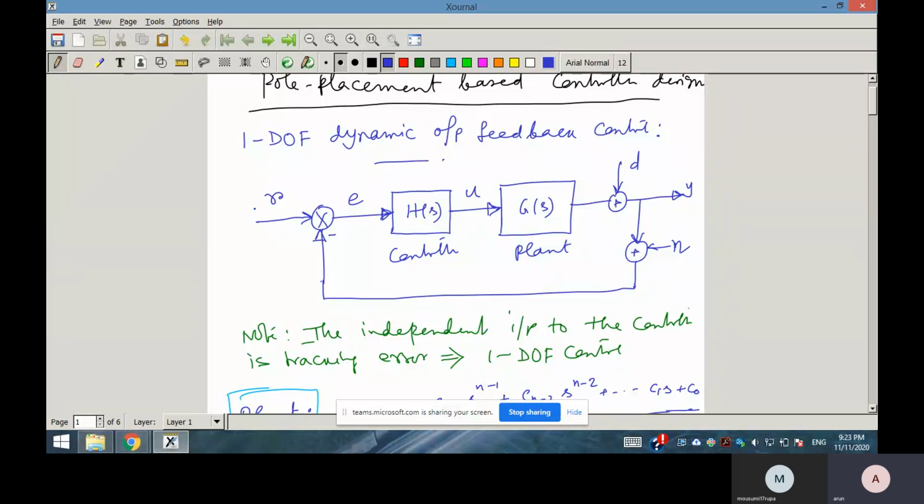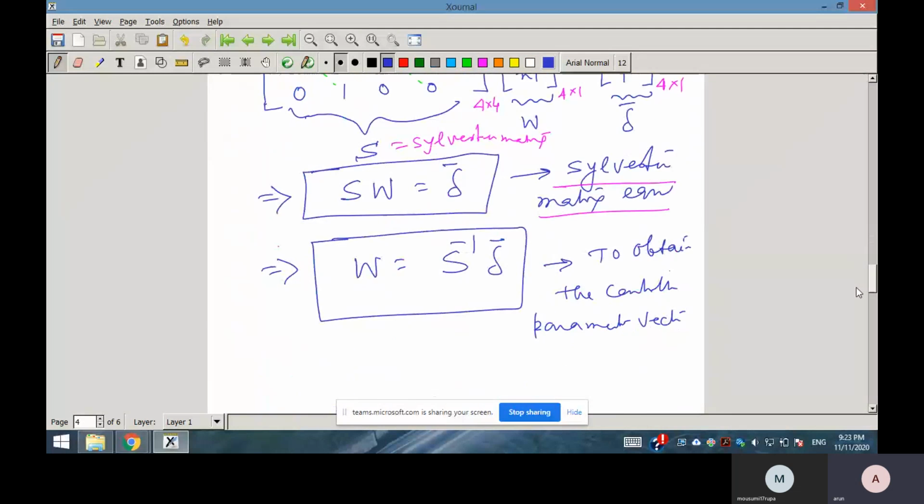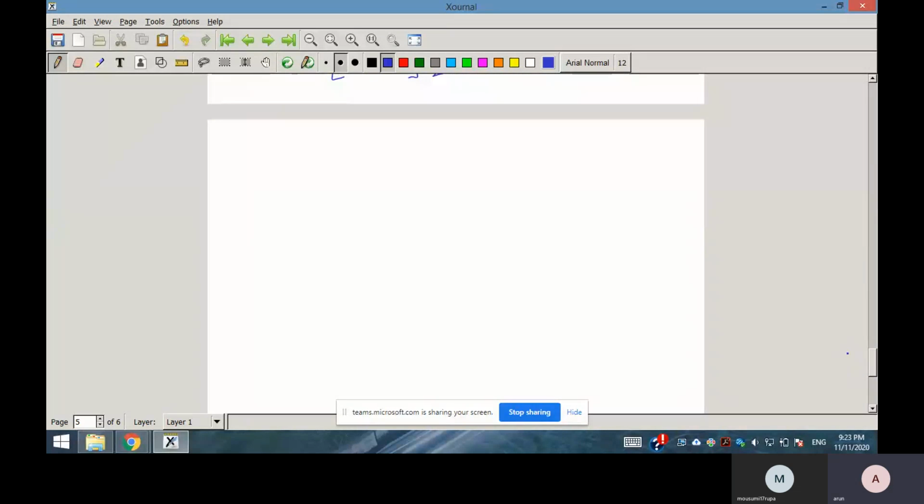Otherwise, actuator saturation and rate saturation, all those things will happen. So different transfer functions in 1 degree of freedom control, and from that perspective, we'll show the disadvantage, what is the problem, what is the limitation of 1 DOF control, and then we'll switch to 2 DOF control. So different transfer functions in 1 DOF control.